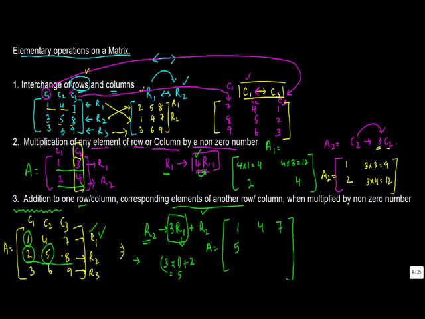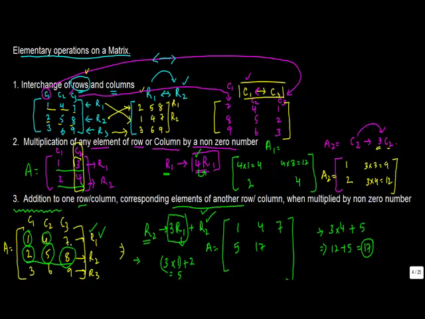Similarly, for 5, the second number in R2, this will be replaced by 3 times R1. What is R1? R1 is the corresponding element. So 4 into 3 plus R2, 5. 12 plus 5, 17.